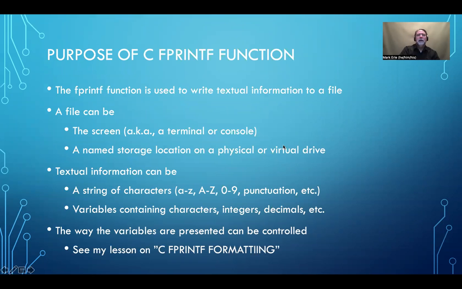The purpose of the fprintf function is that we want to be able to write textual information to a file. Here, a file can be a screen, such as the window that we're going to be printing out to, or a named storage location on some physical or virtual drive. This would be some file that you might create to hold regular text, or it could be something that's going to hold a series of numbers, some type of data that you're trying to output, etc.